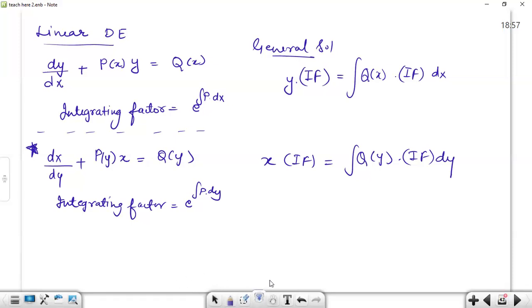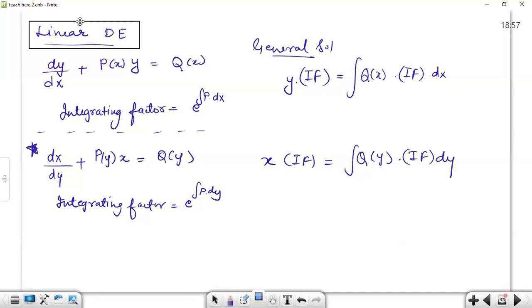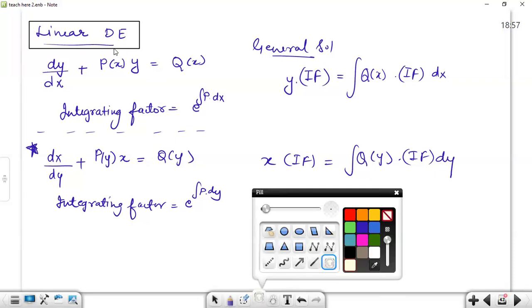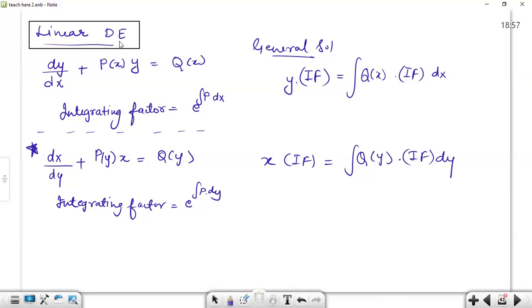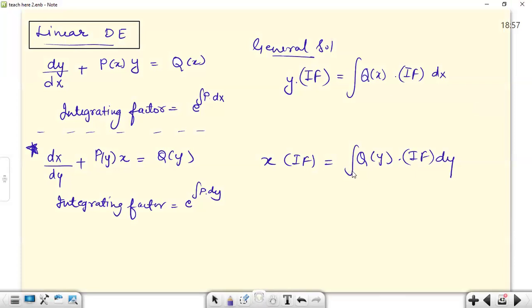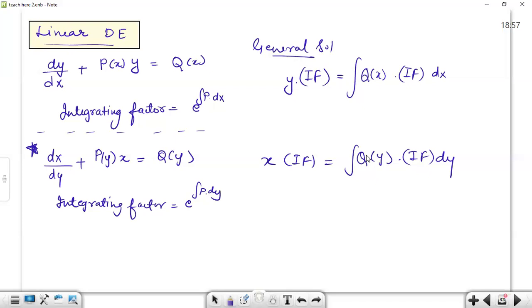Yes, sir. This is the linear differential equation. Absorb the formula very hardly, okay? Okay, sir. Let's take an example and we'll be able to understand it better.